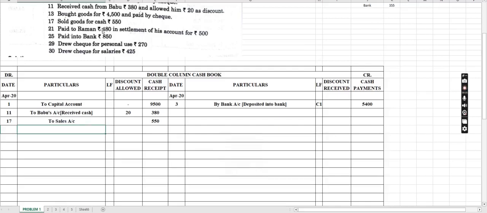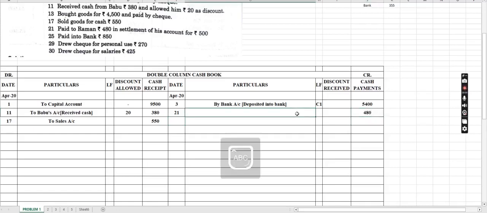On 21st, paid to Raman 480 in settlement of his account for 500 rupees. Simple it is. We had to pay Raman 500 rupees, but now we have paid him 480 rupees. We assume it is cash only because they have not said we have paid through check or bank account anything. So it is clear it is cash payment. On 21st, cash is going. How much cash is going? 480 rupees has gone.